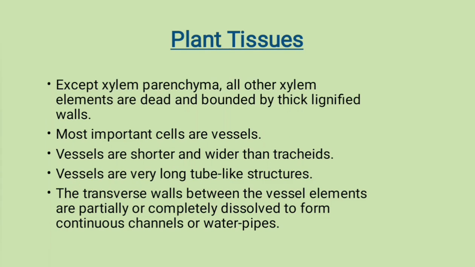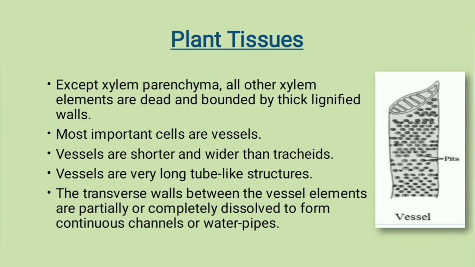Except xylem parenchyma, all other xylem elements are dead and bounded by thick lignified walls. Of these four types of cells of xylem, the most important cells are vessels. Vessels are shorter and wider than sclerenchyma. Vessels are very long tube structures formed by a row of cells placed end to end.